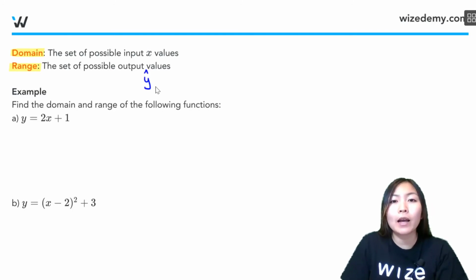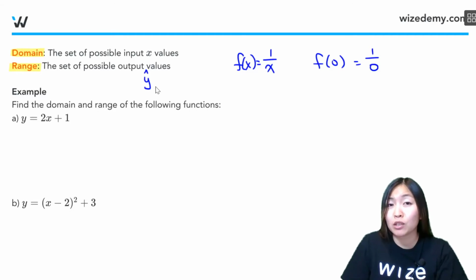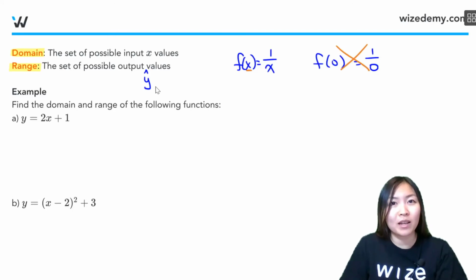For example, if I have 1 over x, that's my function, let's say. Am I allowed to put in x equals 0? Well, x equals 0 is 1 over 0, which we know breaks our calculator if you punch in 1 divided by 0. That is undefined. So in this example, 0 will not be in the domain, okay?